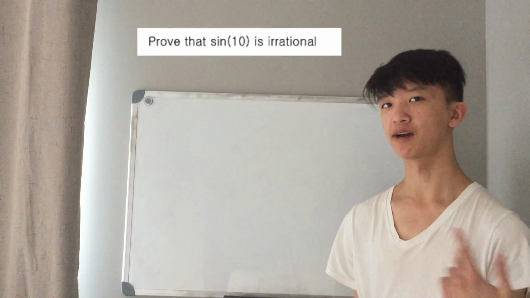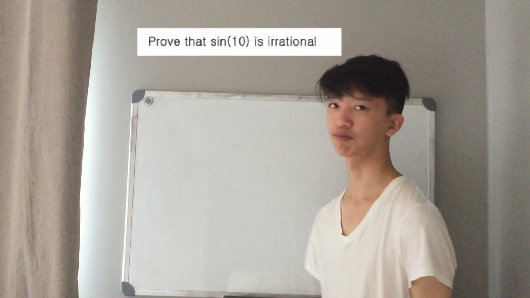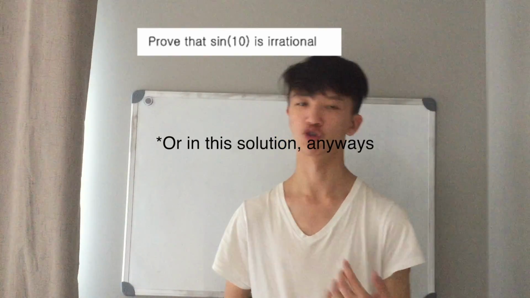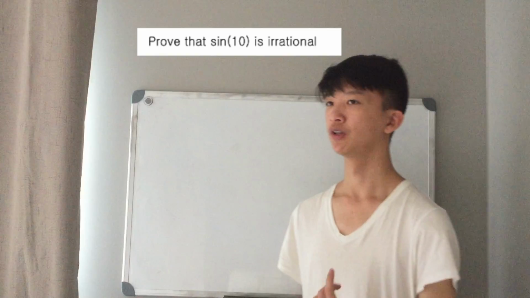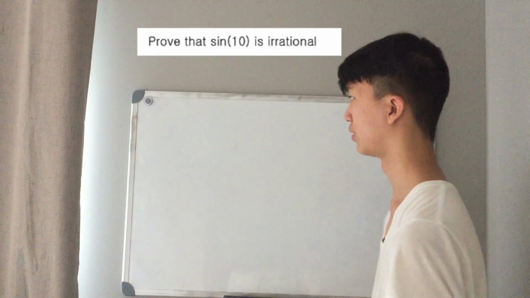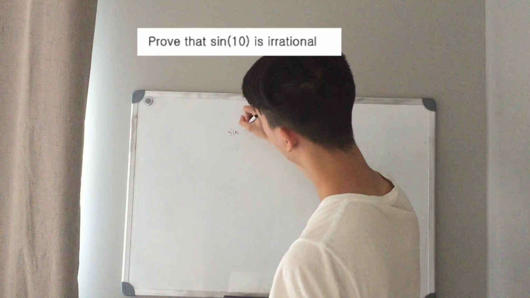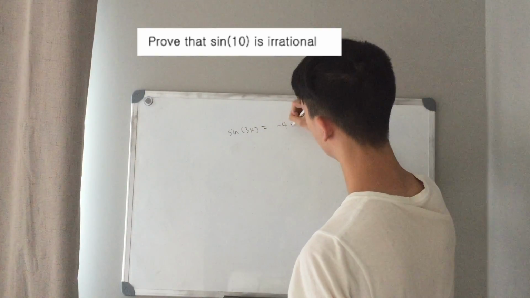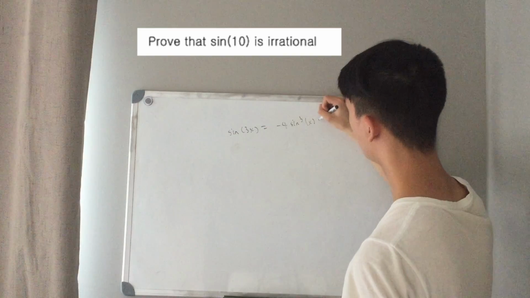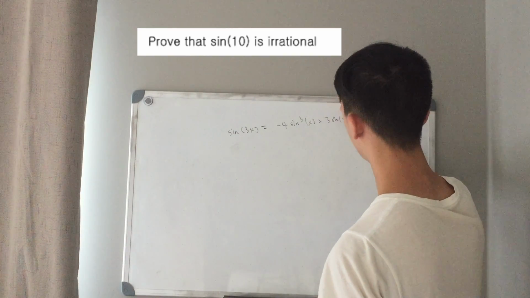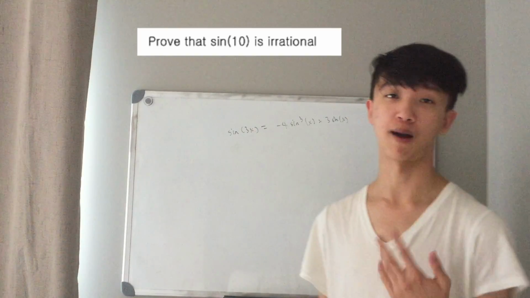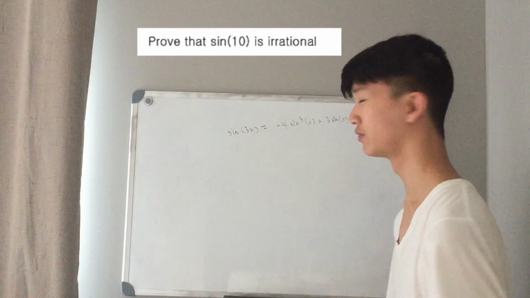So proving that the sine of 10 is irrational is a pretty classic problem, and I'm going to show you a pretty classic solution. The important thing here is to use the triple angle formula. Now, it's not a commonly known identity, but the sine of 3x is equal to negative 4 sine cubed x plus 3 sine x. I'm going to make another video about the derivation of this formula. It will probably be linked in the description, hopefully.